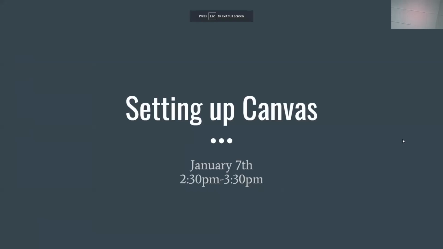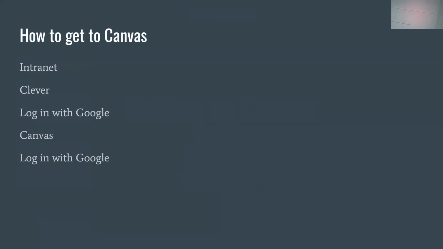Setting up Canvas. So what is Canvas? Canvas is our online classroom. How to get to Canvas: you're going to go to the internet. That is your homepage that it automatically takes you to. From there, you're going to click on Clever. You're going to log in with Google. Then you're going to push Canvas. You're going to log in with Google. Everything you do, you log in with Google.